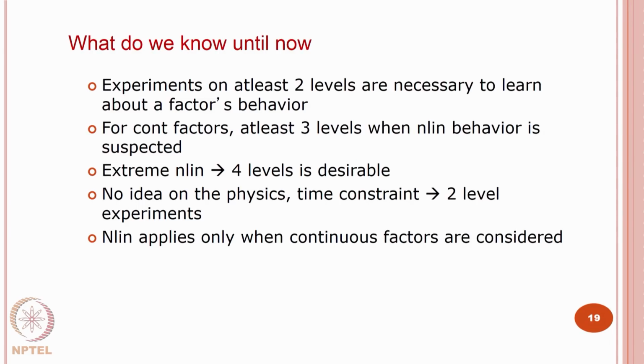Experiments on at least 2 levels are necessary. That is what we discussed, right? Level 1, level 2. At least 2 levels are necessary to learn about a factor's behavior. For continuous factors, at least 3 levels when nonlinear behavior is suspected. If it is highly nonlinear, you need about 4 levels or 4 points. If you have no idea about the physics and time is a constraint, then you can go ahead with 2 level experiments. You just need to know the bounds.